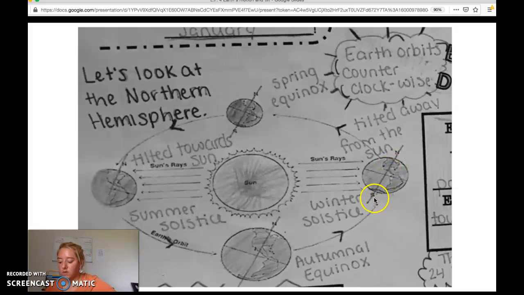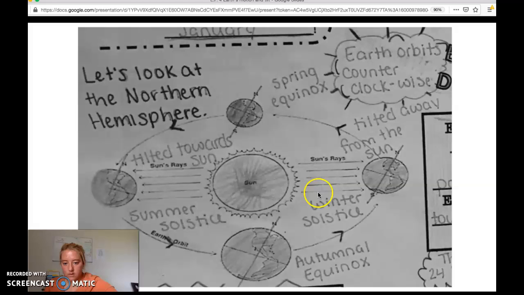In our winter solstice, we have the most amount of darkness, right? If we divide our day into 24 hours, 12 and 12 would be even between daylight and darkness. The winter solstice has more hours of darkness than daylight. It's also known as the shortest day of the year, the longest night of the year. We have a lot of darkness that day.